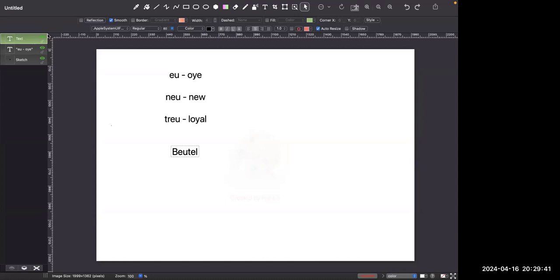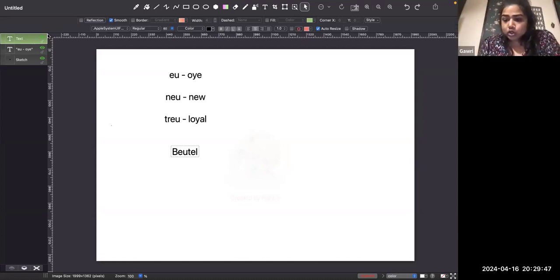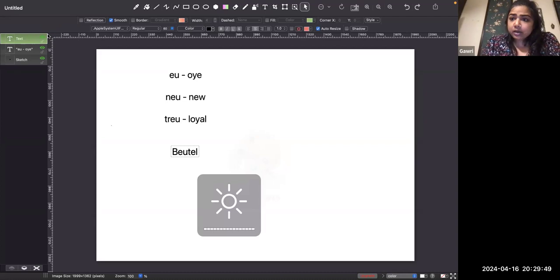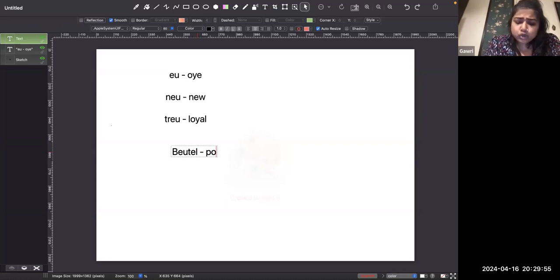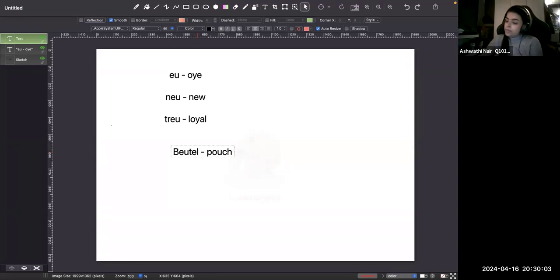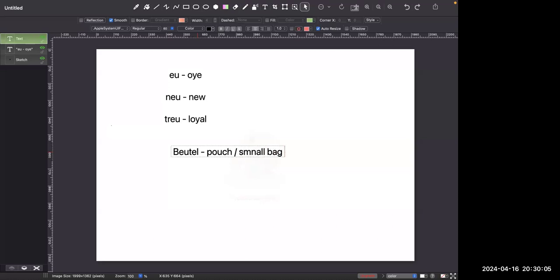Neu. Treu. Beutel. Yes, guys. So this word is pronounced as Beutel. Beutel basically means pouch. A small pouch. Sometimes we say pouch of money. A small bag.